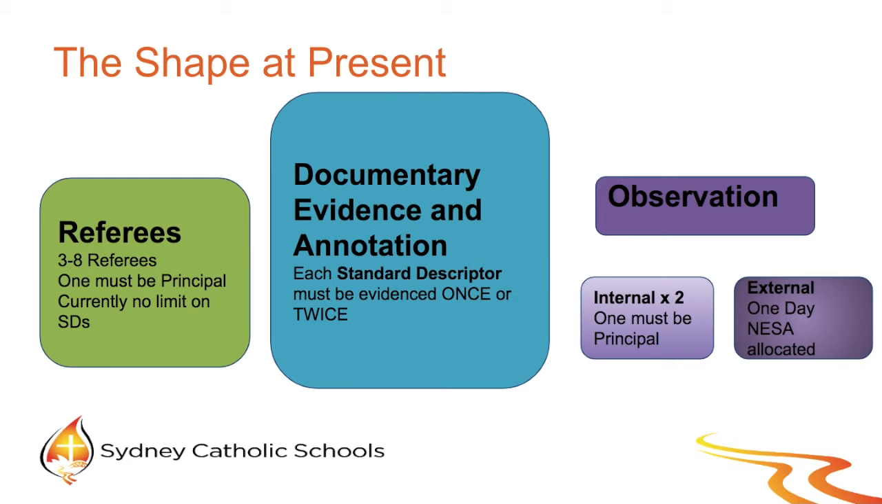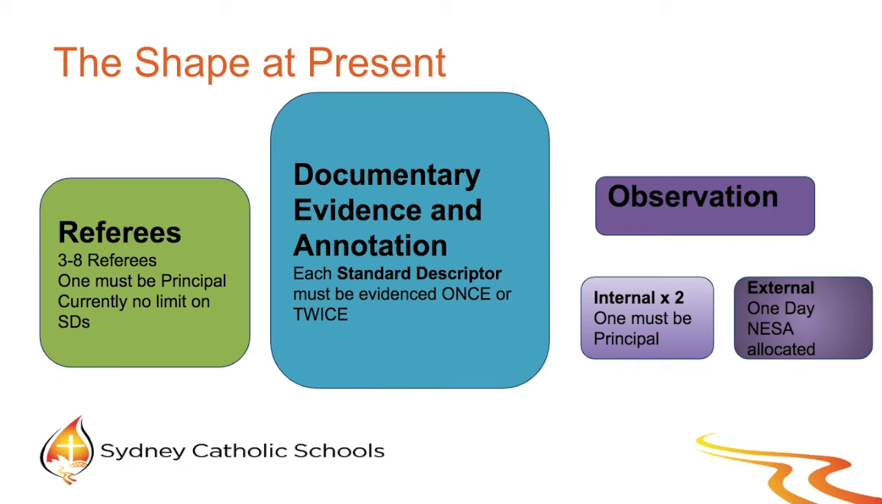As you can see, the central panel is documentary evidence and annotation. This is the core or the centre of the submission, and it requires a candidate to develop some material across all 37 standard descriptors, a minimum of once, and in many cases twice. The green box indicates that each candidate will have to have referee statements to support their claim at either the highly accomplished or the lead level. And we'll look a little bit more closely at what that involves for the 3 to 8 referees.